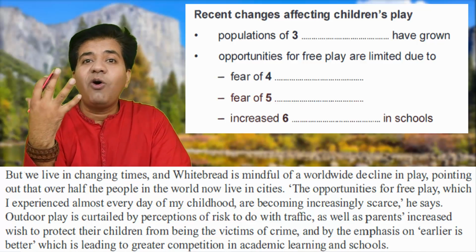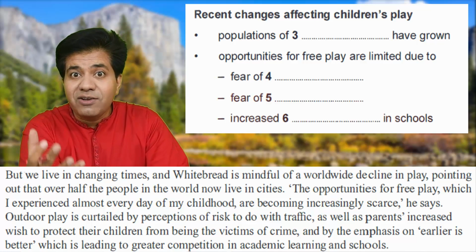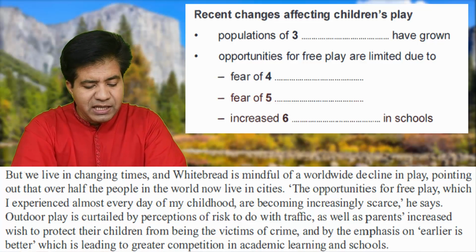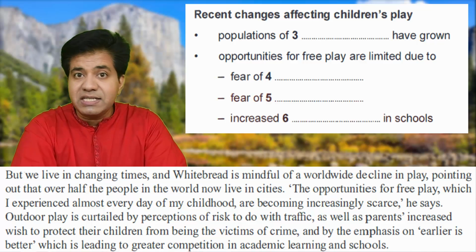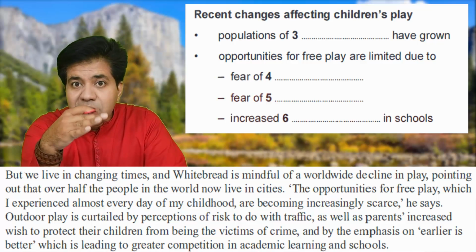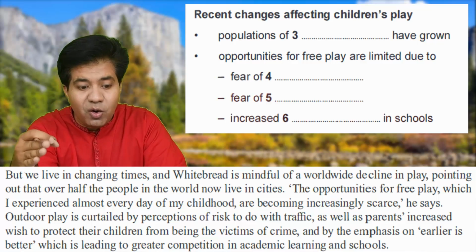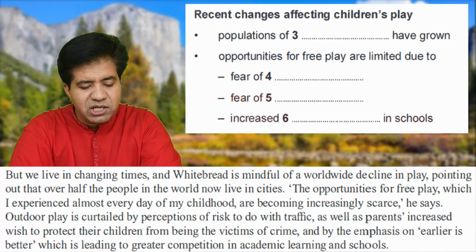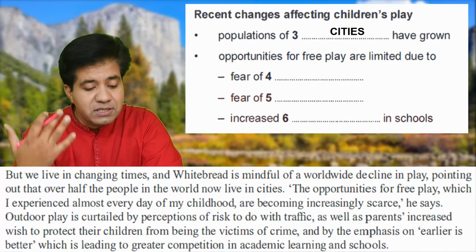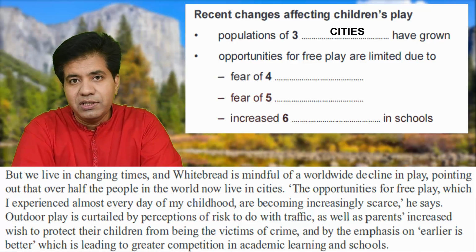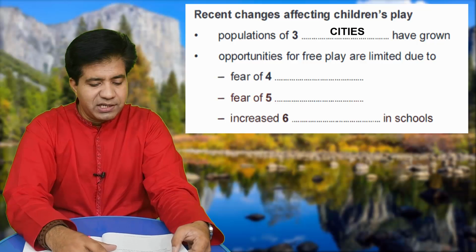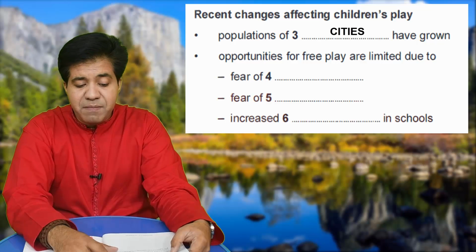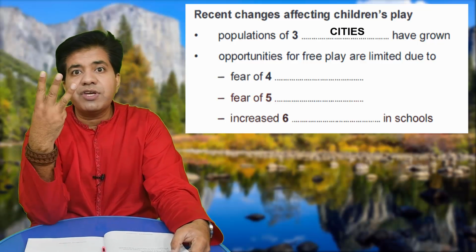Okay, so this is what we call synonyms and synonymous phrases. Over there population, over here over half the people in the world now live in cities. Over half the people means grown. Over half, it's the growth. Over half the people in the world now live in cities, and the question is population of dash have grown. Population of cities have grown. Is that clear? Yes, that's right. Let's go on. Now next is opportunities for free play are limited due to. Now after due to there are three reasons.